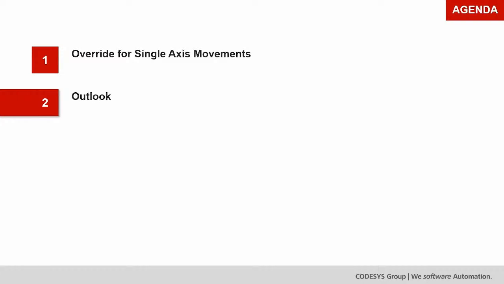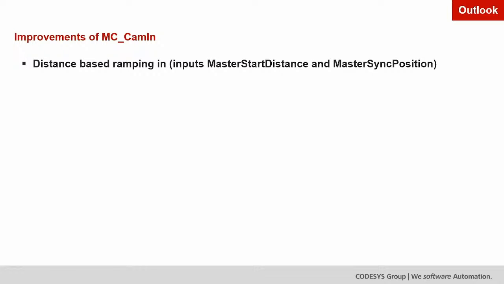Now I want to give you an outlook about our current developments. We are very much focusing on improving the MC cam in function block. First, we are implementing distance-based ramping in, with the inputs master start distance and master sync position. This allows to command a ramp in that should be finished at a given master position. We are creating an API for creating cam tables from the PLC. This is possible right now by filling our internal data structures. We will provide an API that makes this much more convenient and efficient.